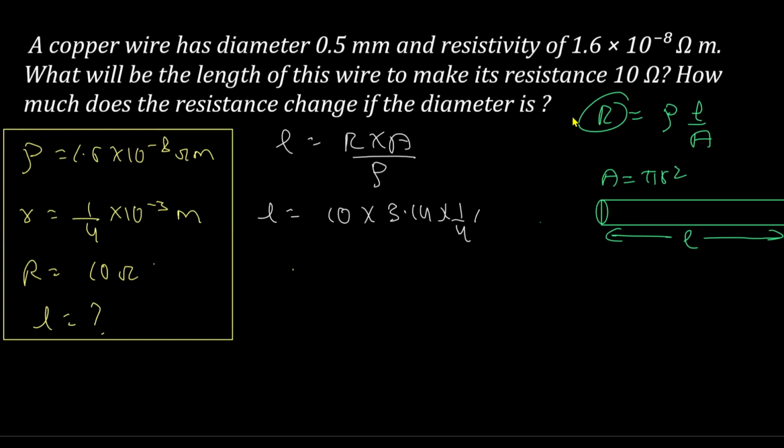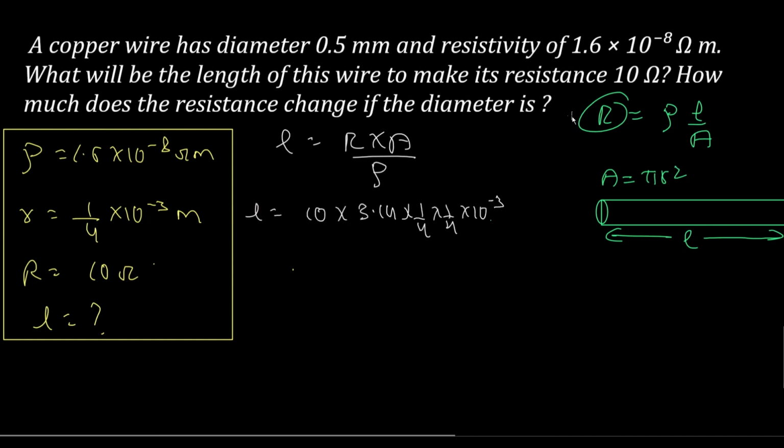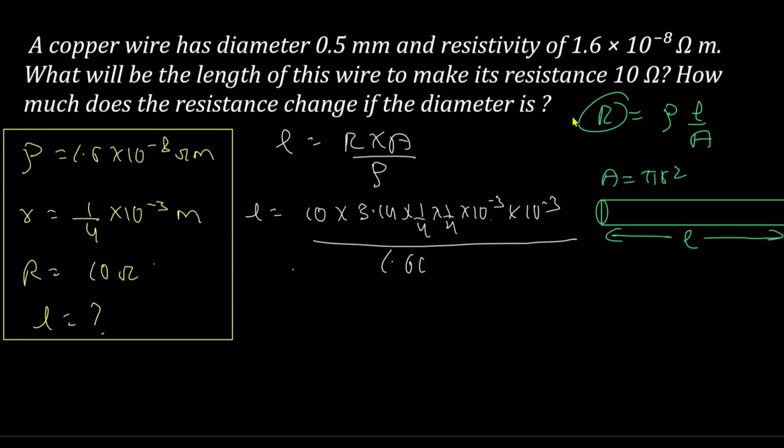1 by 4 over 1 by 4, multiplied by 10 raised to the power minus 3 twice, right? Because as you can see, it is the square of this. So square of this, that's why I'll be multiplying 10 raised to the power minus 3 once again. That divided by rho. And how much is rho? Rho is this. So dividing, I can divide it over here, or let's say if I divide like this, it is 1 point. I'll write 60. Soon you will understand why.